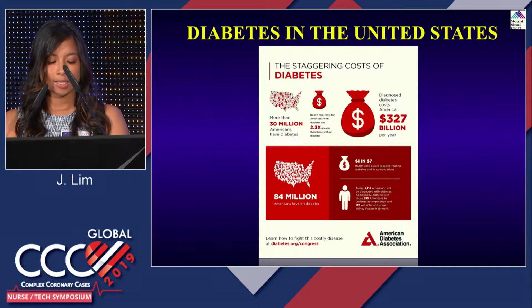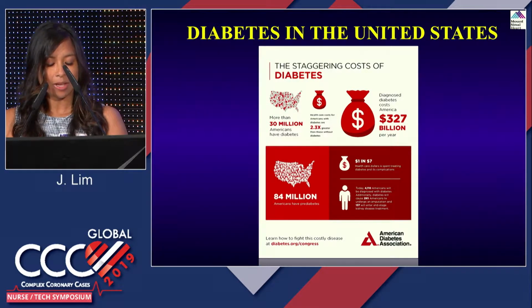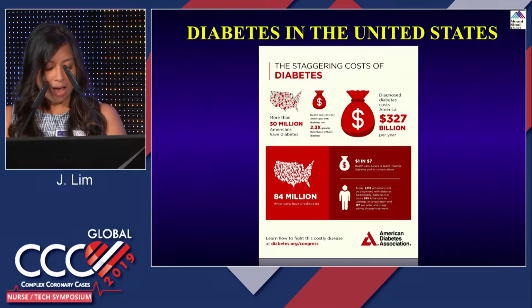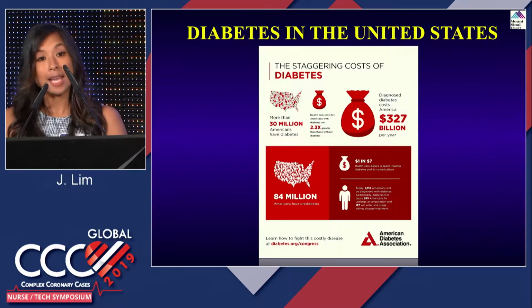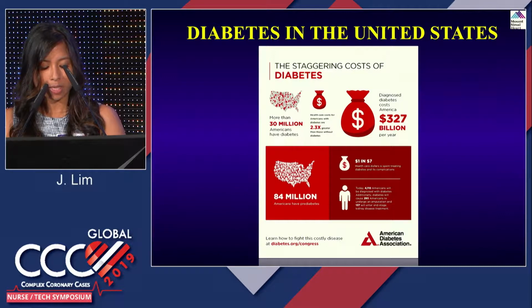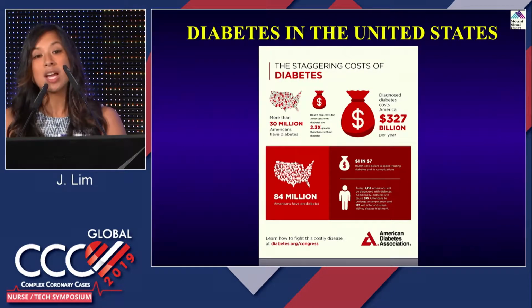Also, I just wanted to discuss some staggering facts about diabetes in the United States. More than 30 million Americans have diabetes. 1.5 million cases are diagnosed each year. Today alone, 4,110 Americans will be diagnosed with diabetes. Diagnosed diabetes costs America $327 billion per year. And it remains the 7th leading cause of death.